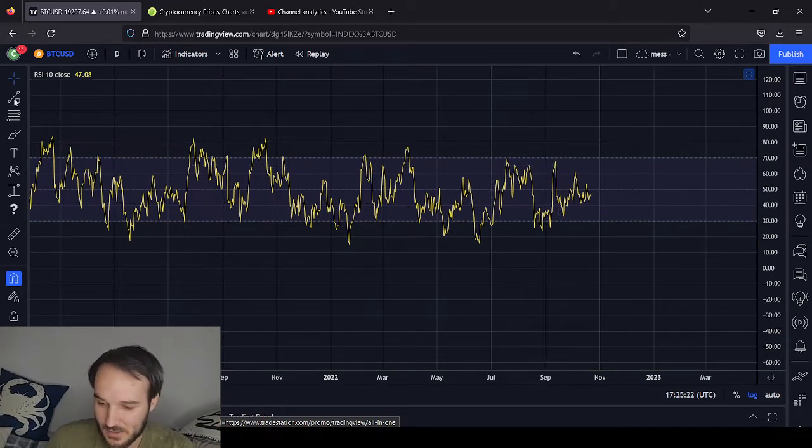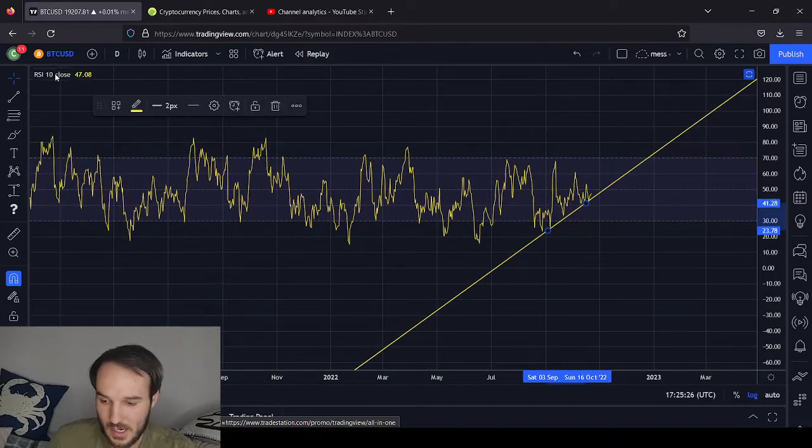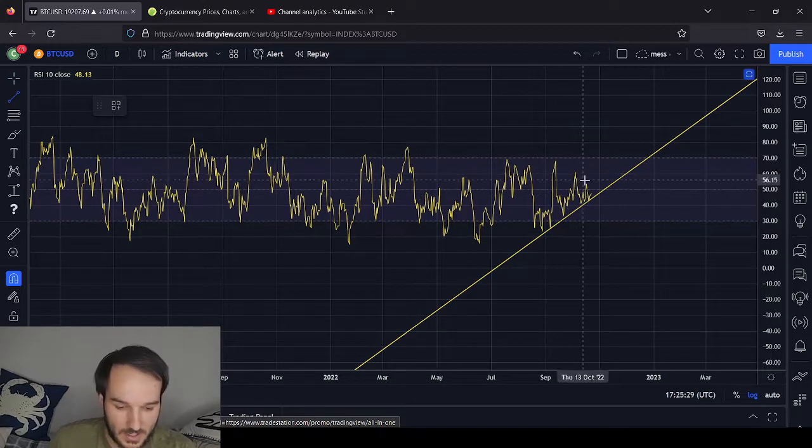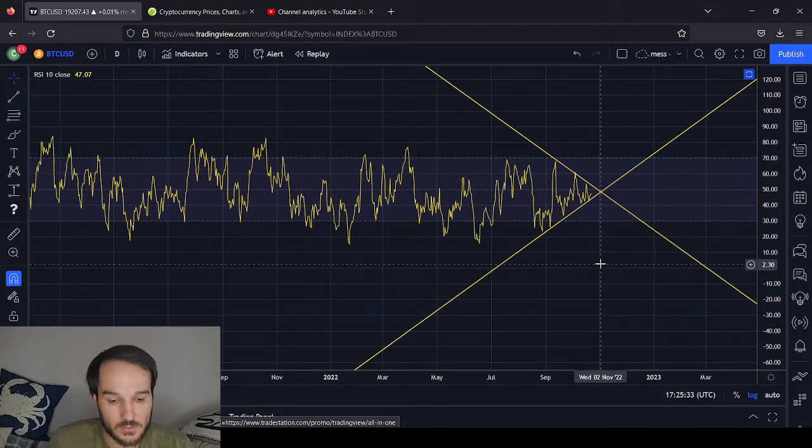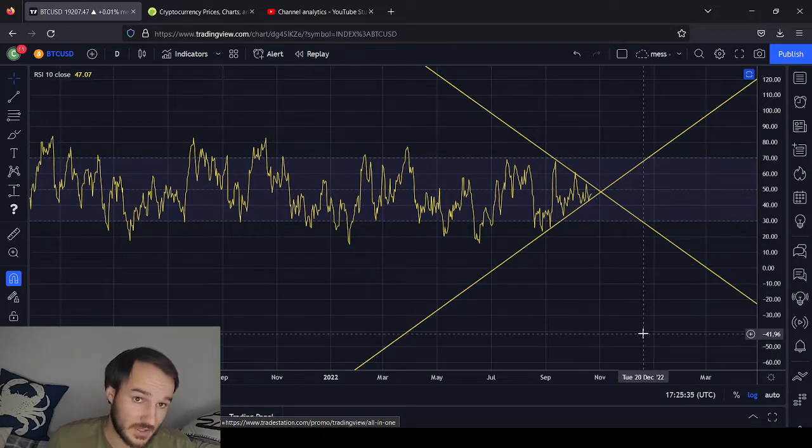We have a kind of tightening range right now. I'm going to sidetrack a little bit. We do have a tightening range right now, with higher lows and lower highs on the RSI. We are definitely contracting. We are ready for a move. It could be to the upside. It could be to the downside.